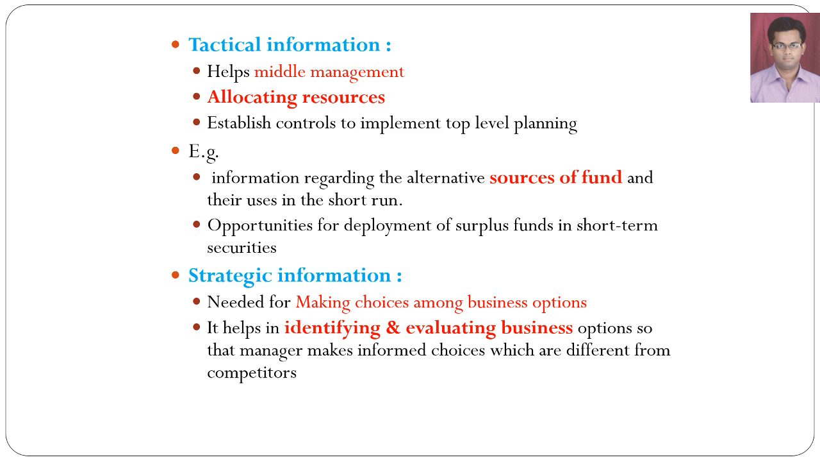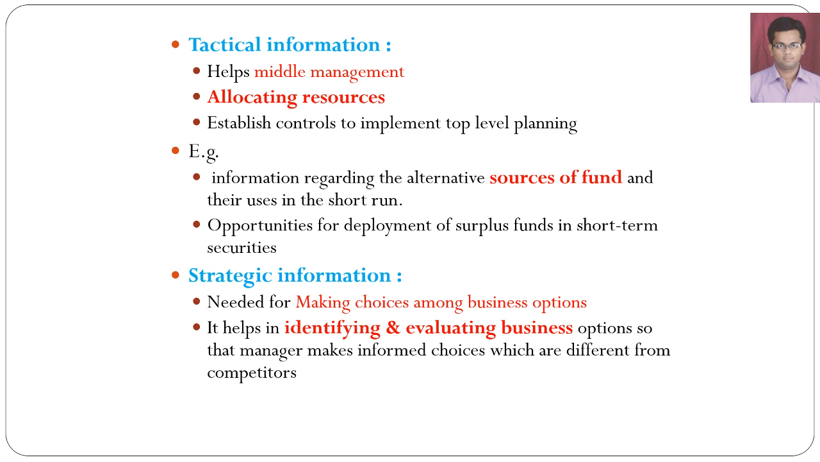The next category of information is tactical information. It basically helps middle level management, and it is typically used for allocation of resources. It establishes controls to implement top level planning. Examples of tactical information are information regarding alternative sources of funds and their uses in the short run, and opportunities for deployment of surplus funds in short-term securities.